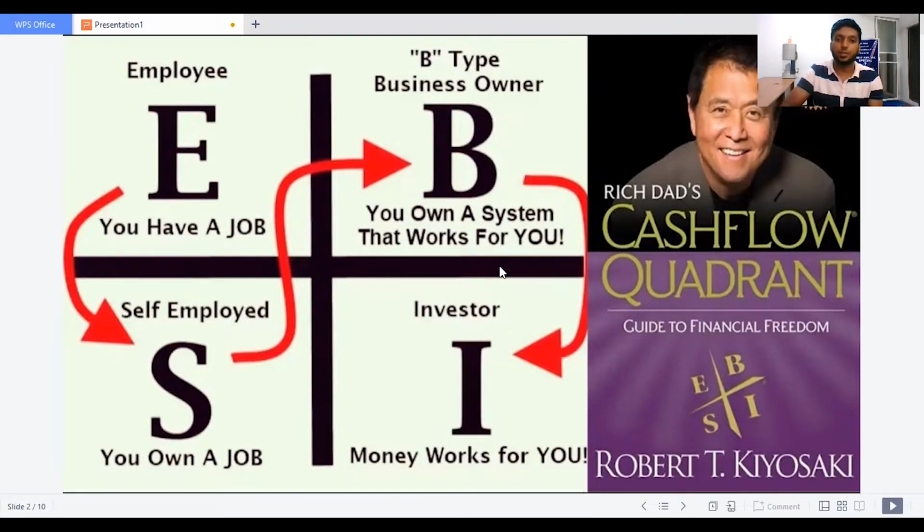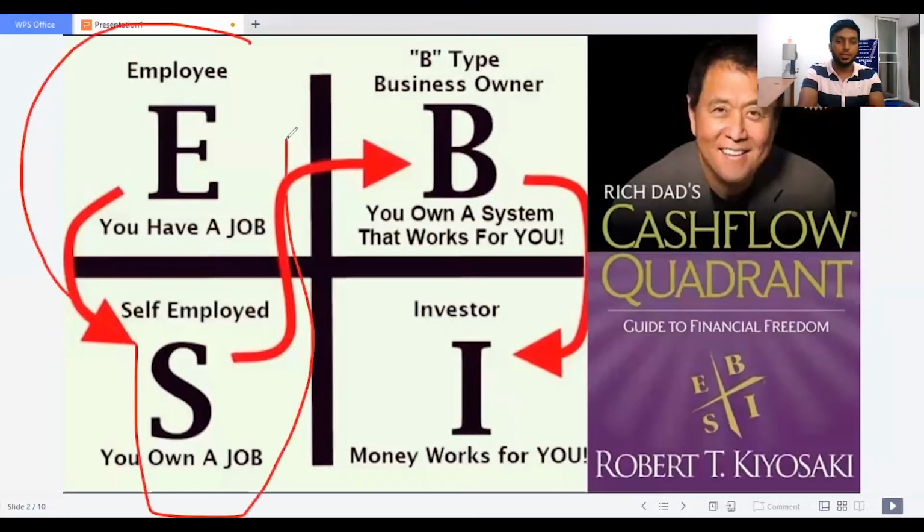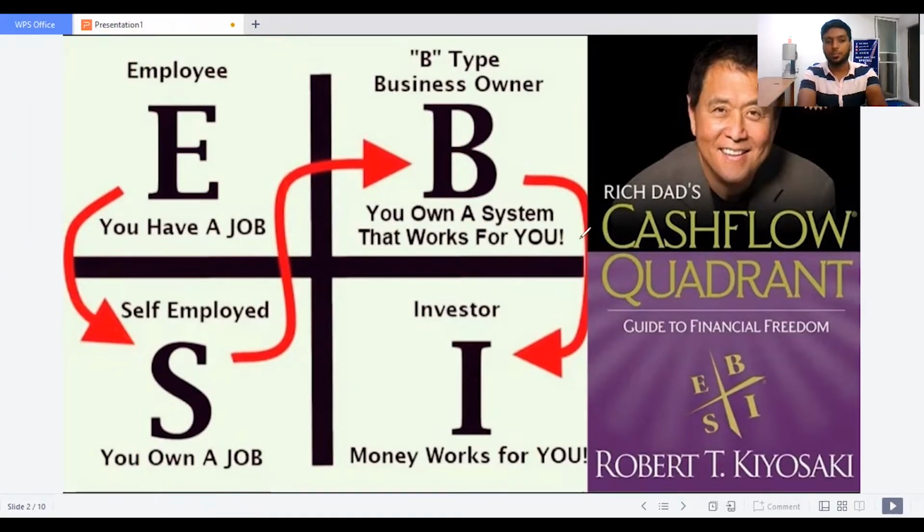But then the third quadrant in the Cash Flow Quadrant is B, the business owner. So you see this, the E and S quadrants are what we call the left side of the Cash Flow Quadrant. You can see I can draw this as well. And this side is what we call the right side. He is teaching you how to transform from the left side to the right side, and how we transform ourselves from E to S, S to B, and B to I.